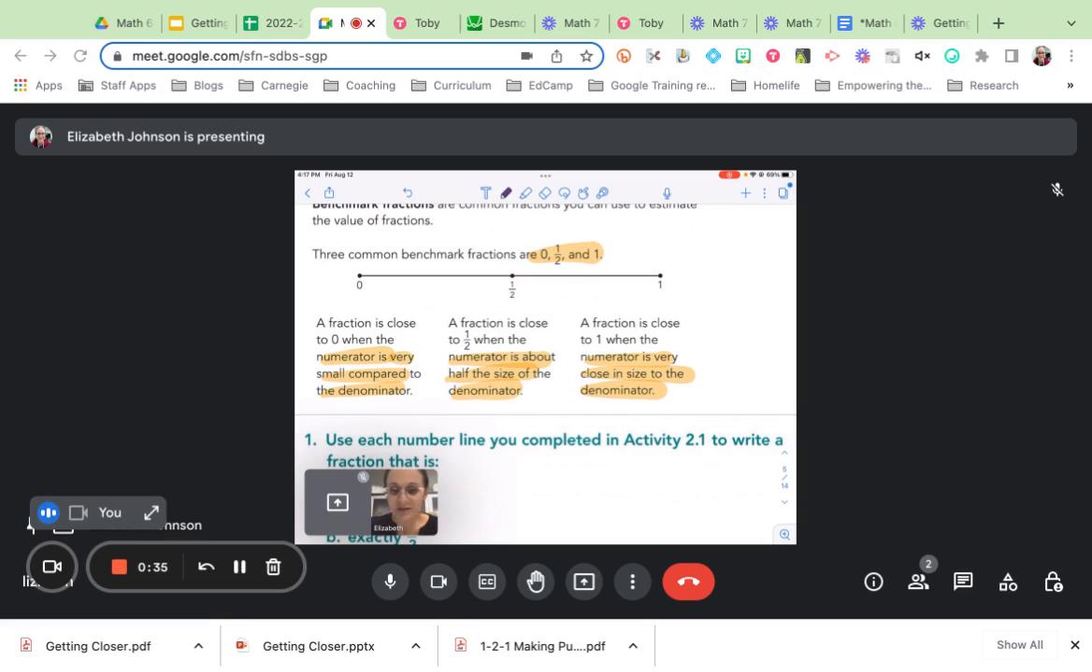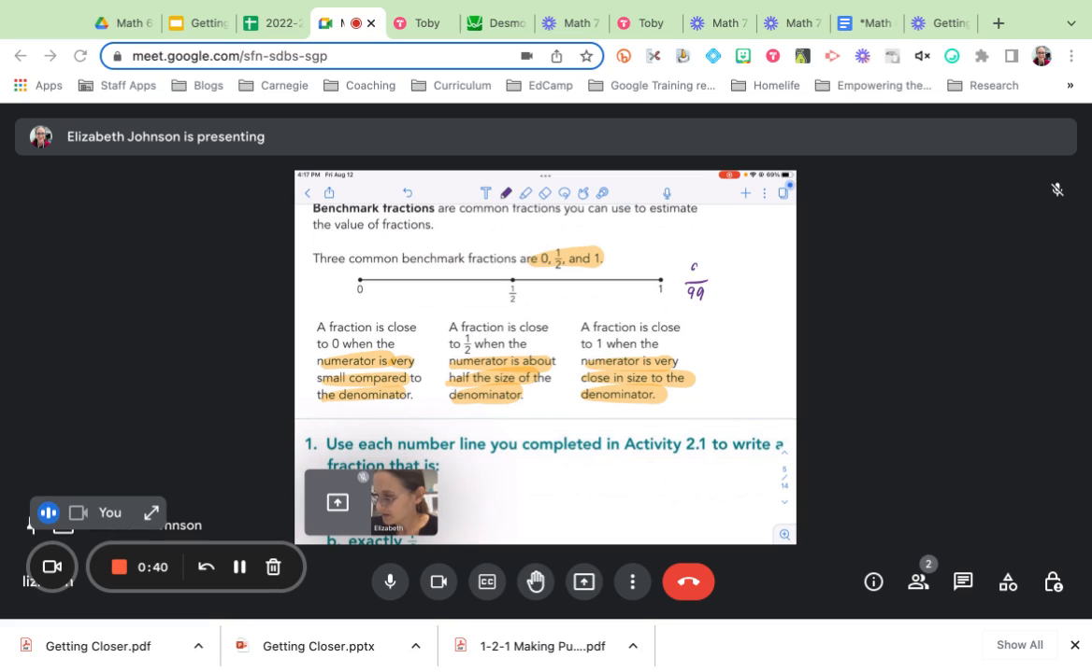So let's come up with some examples here. Let's say that I had a denominator of 99. 98 over 99 would be very close to 1. The numerator is almost the same as the denominator. Now, what if I wanted it to be close to 0? Well, then I might choose 1 over 99. 1 out of 99 is going to be very close to 0 because the numerator is far away from the denominator. Let's see, half of 99. That's going to be around 50, right? So I could have 50 over 99. And that would just be a little bit more than 1/2.